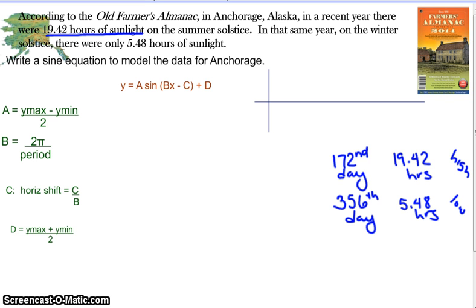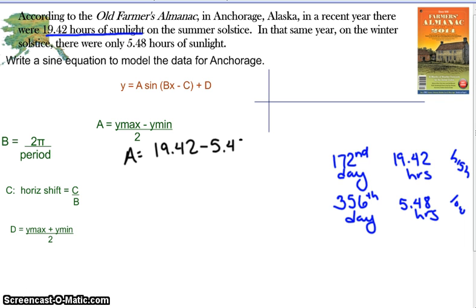So Anchorage, Alaska, kind of a strange place, isn't it? Not a whole lot of sunlight happening there. So let's take a look at calculating our Y value first. We'll calculate that one first using our A formula. Y min, Y max. So what do we have here? We have A is equal to 19.42 minus 5.48 all over 2. And when I did that, I came up with 6.97.